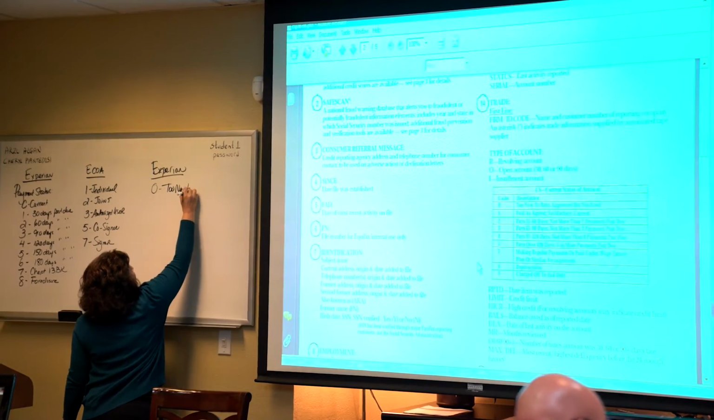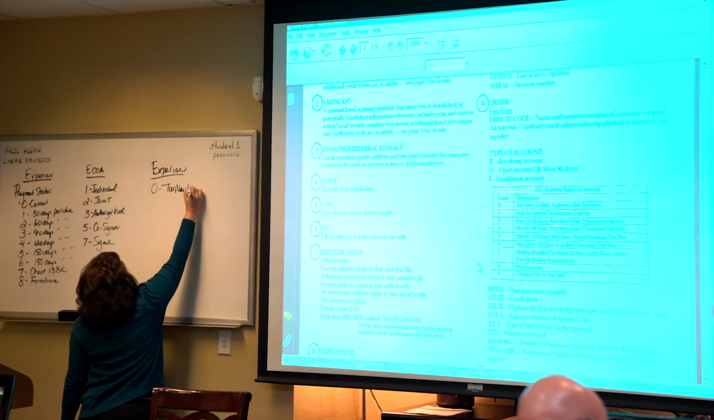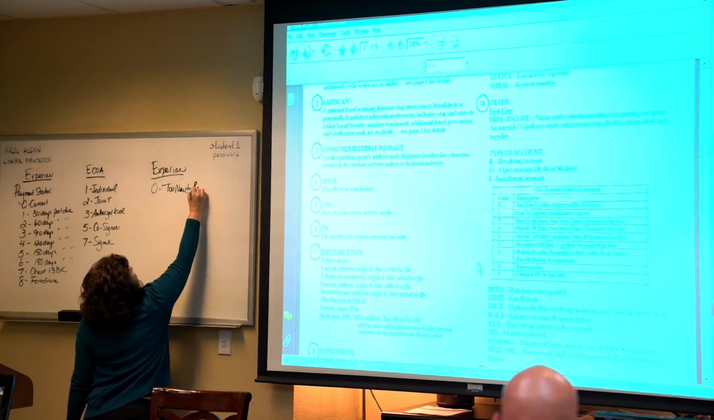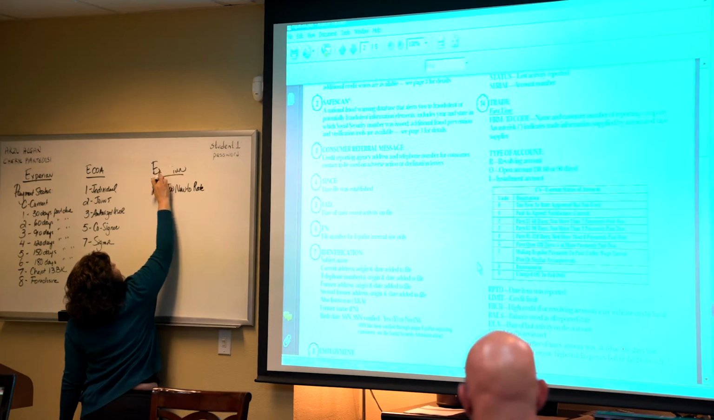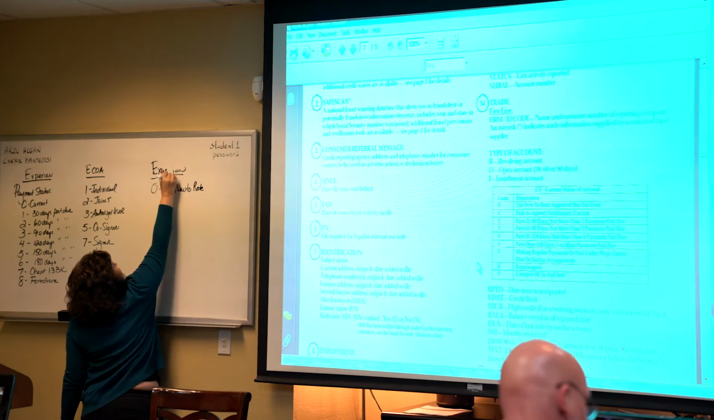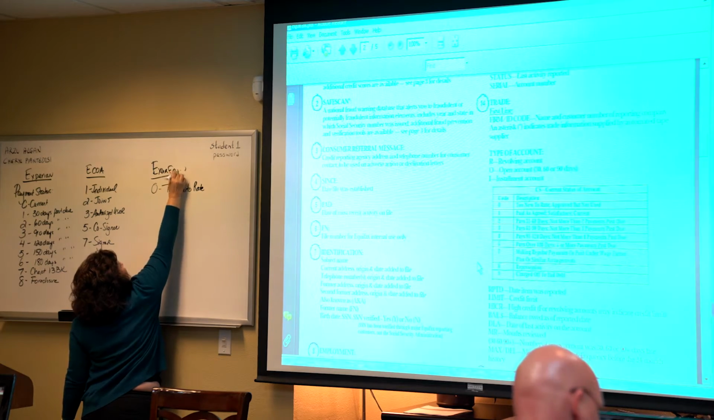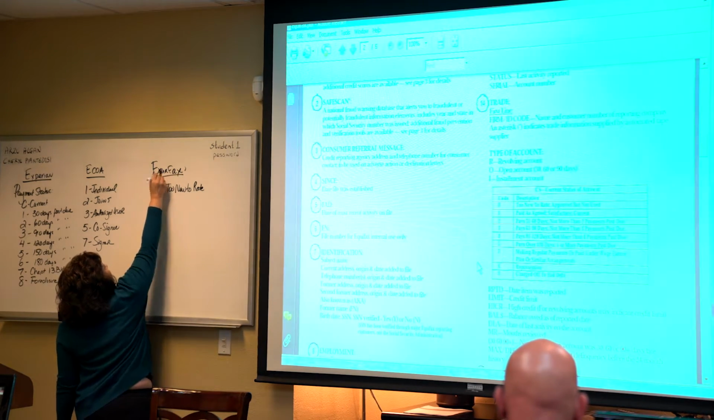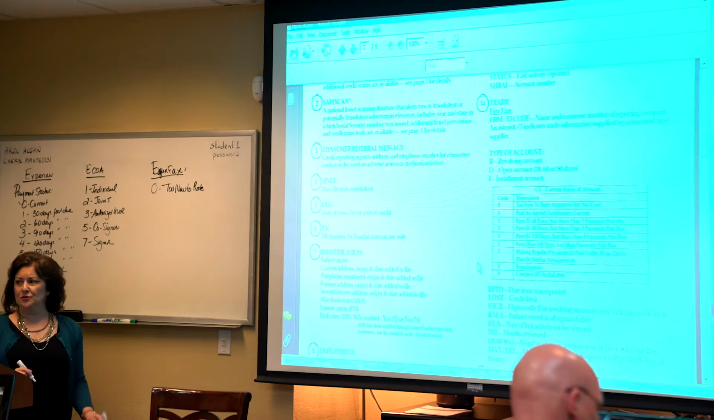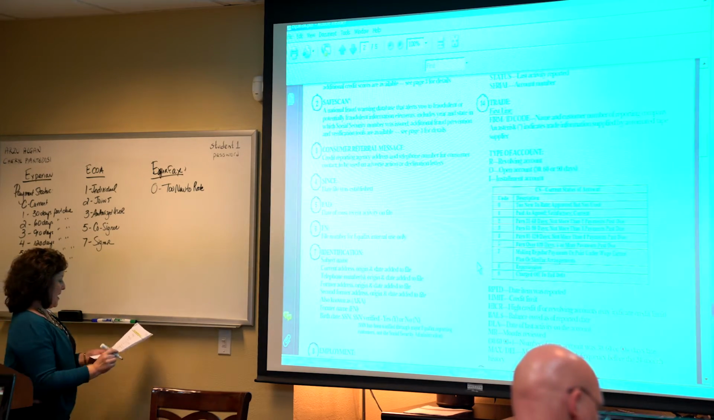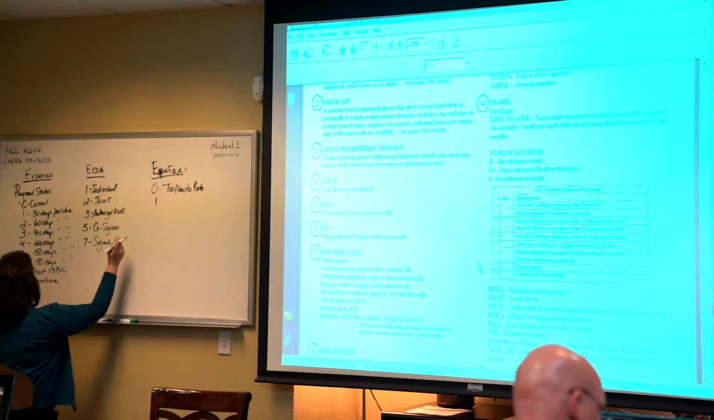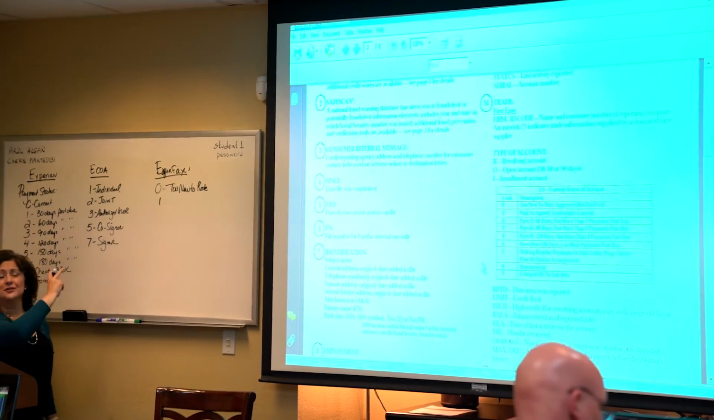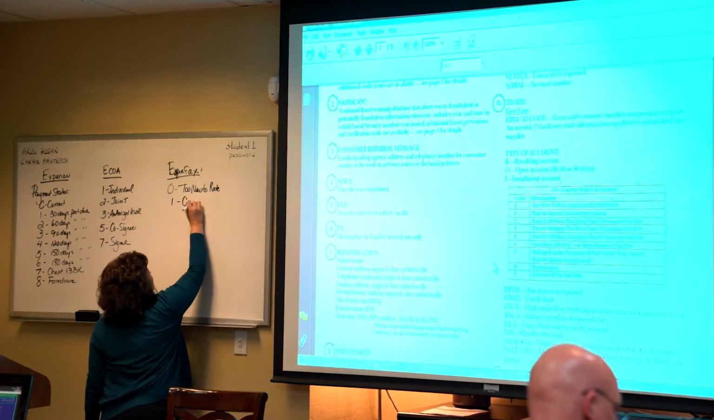And this is for Equifax? Equifax, yes. Equifax. 0 is too new to rate. When we look at 1, that means current. Remember last week on the other report, C is current. So 1 is current.